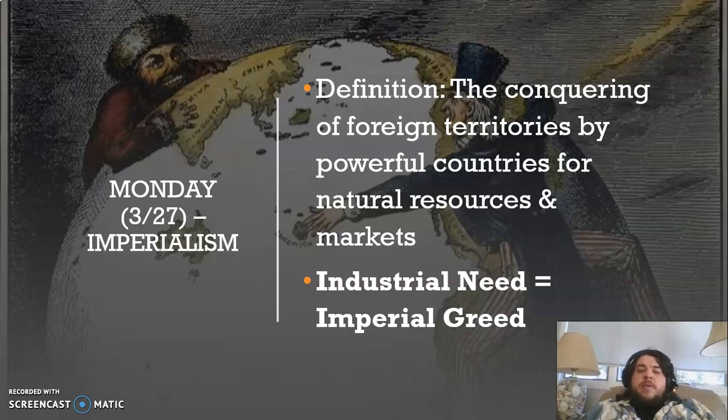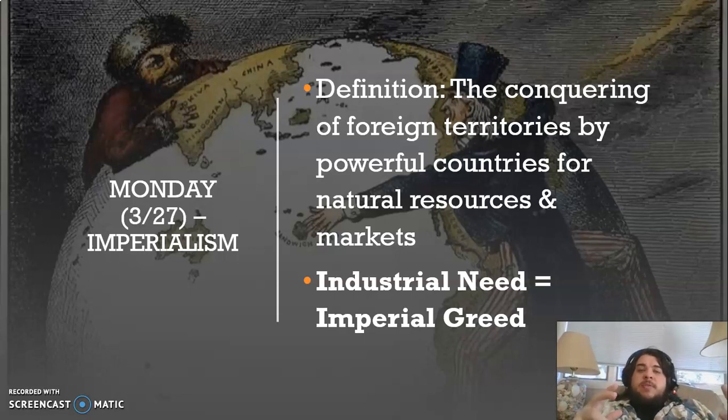And then we talked about imperialism. Our definition was the conquering of a foreign territory by powerful countries for natural resources and markets, right? And we talked about how industrial need equals imperial greed. That was our main phrase for imperialism. Industrial need equals imperial greed.